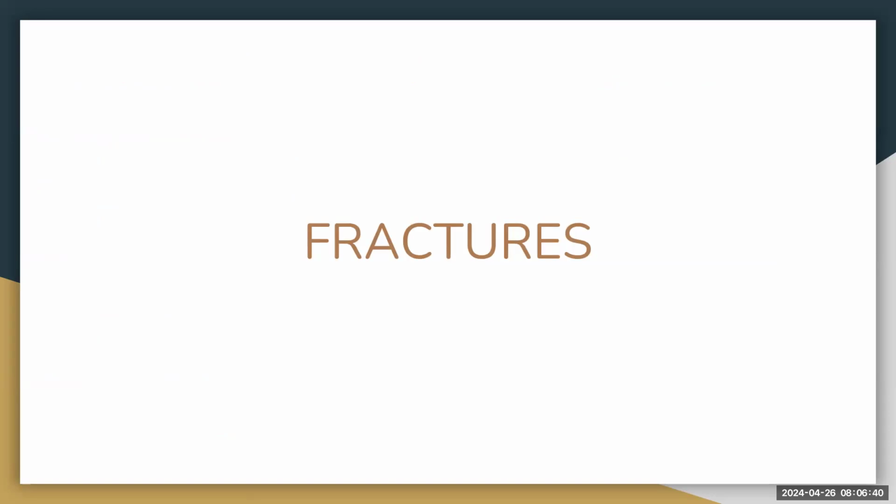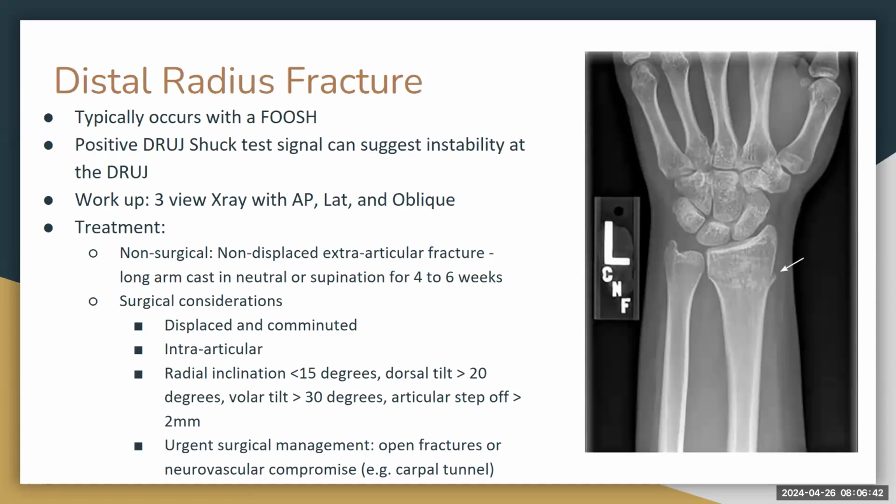So let's start with some fractures. Most common fracture in the wrist is the distal radial, or the fracture of the distal radius. Typically occurs with a FOOSH. One of the main things you want to look at is if they're unstable. So a positive DRUJ shuck test can signal some instability there.